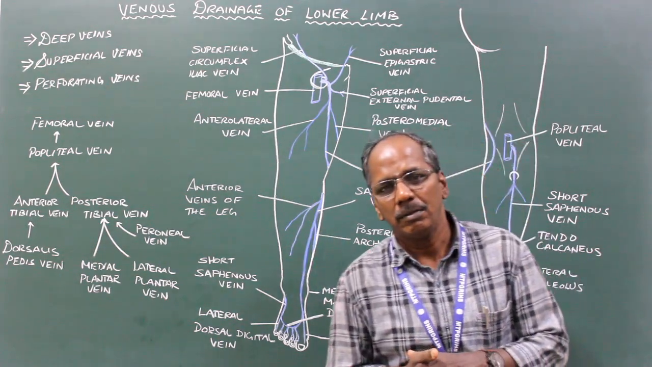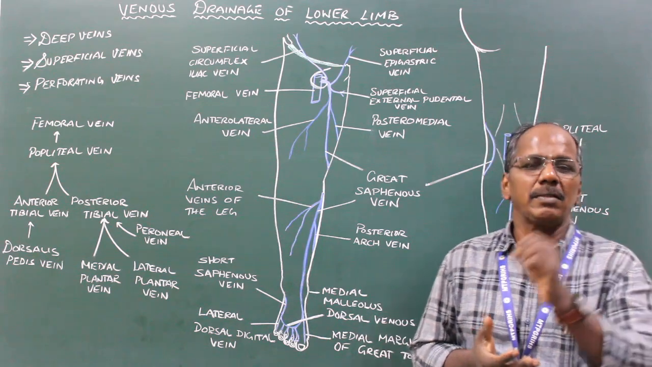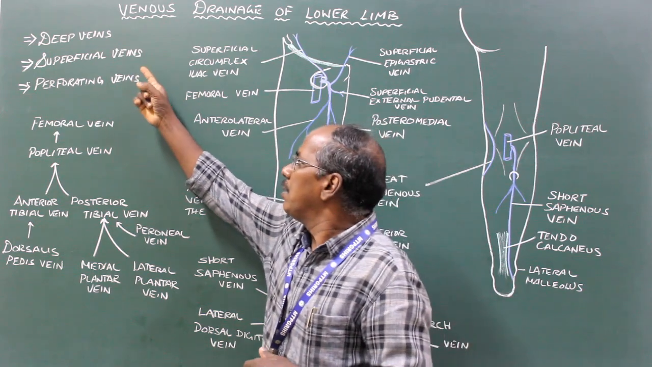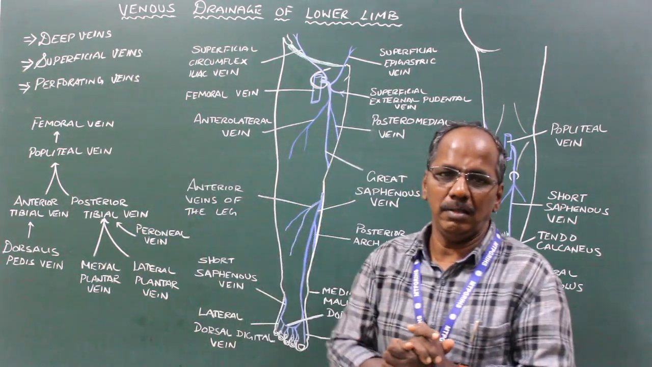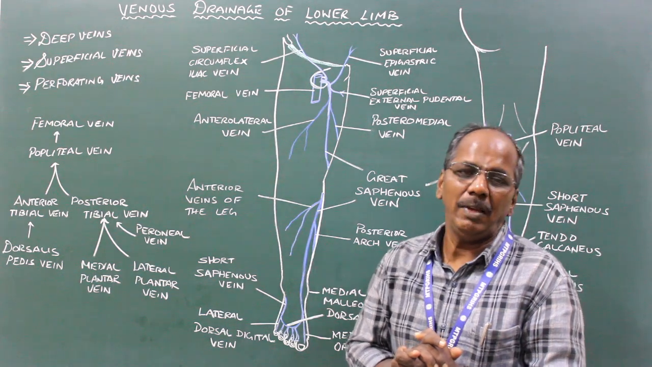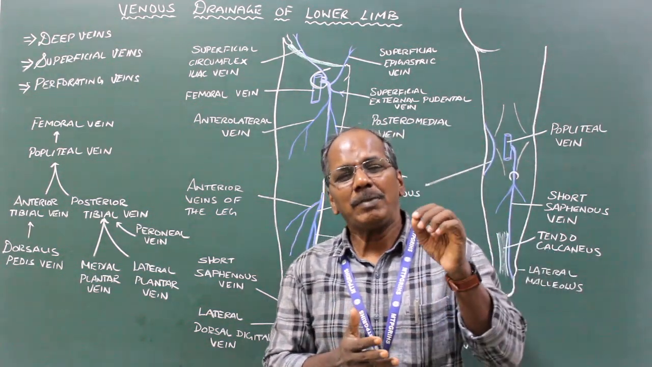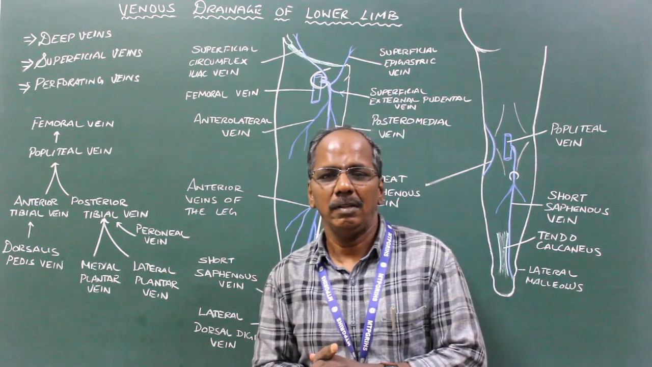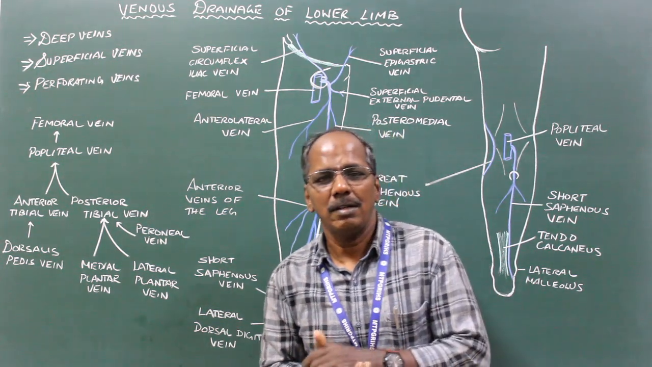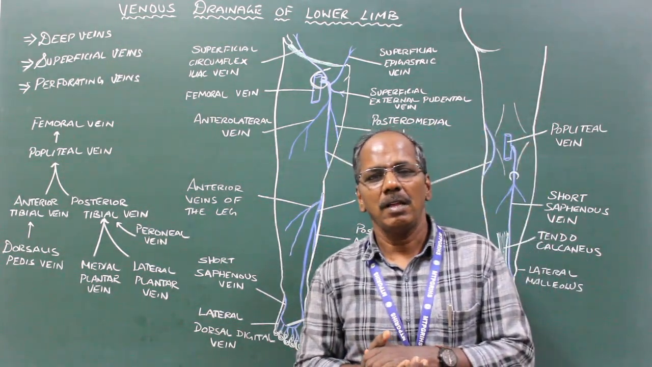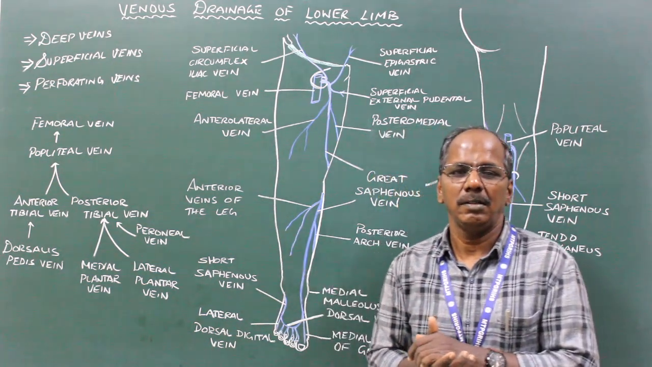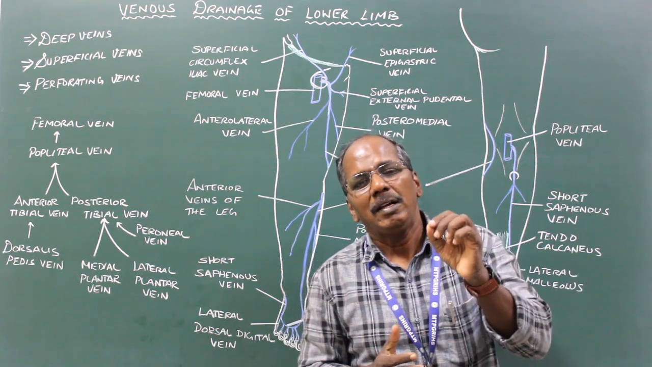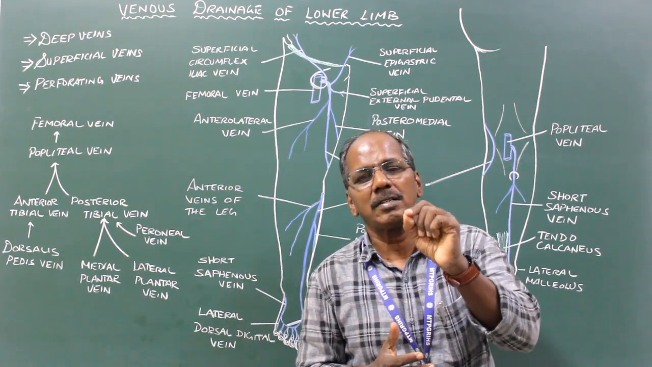Venous drainage of lower limb. The veins of the lower limb are divided into deep veins, superficial veins and perforating veins. Deep veins are present deep in the muscles. Below the knee, they are arranged as a pair of venae comitantes along the arteries, and above the knee they run as a single large vein.